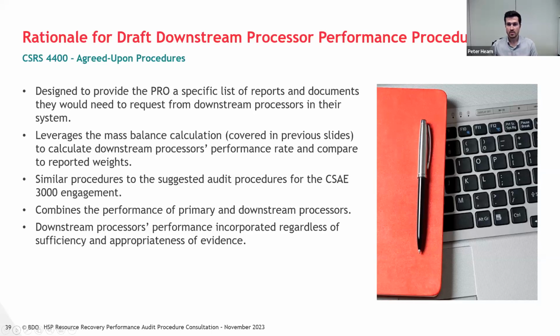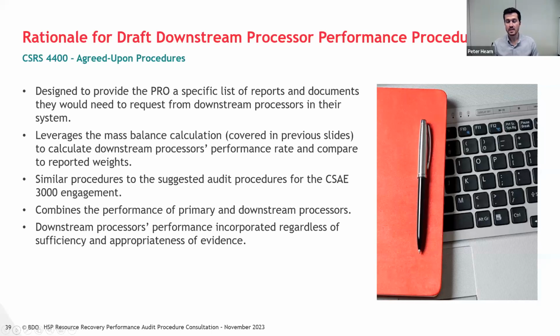So with these downstream procedures, because this is an agreed upon procedures engagement, we have defined what those procedures are. So it's a specific list of reports and documents that an auditor would require from a downstream processor. So a producer or a PRO can use this list and can contact downstream processors to advise this is the information that an auditor will be requesting at the time of the audit. It leverages the mass balance calculation that we've covered in previous slides.